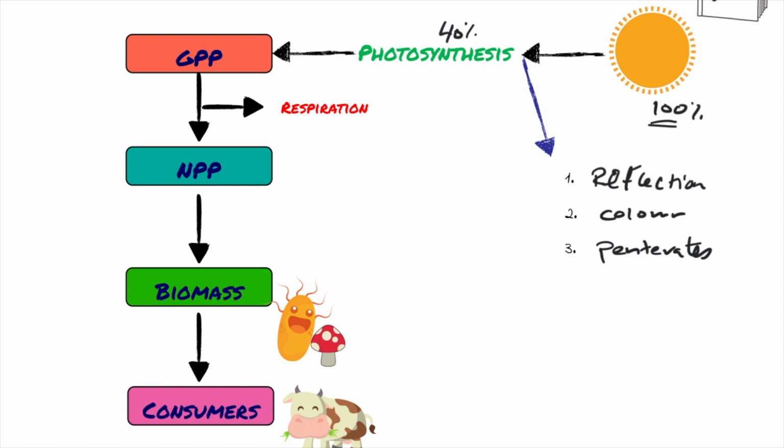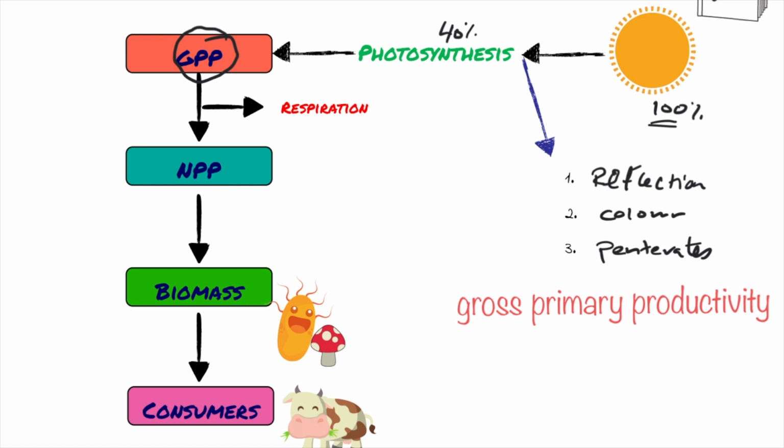Now this 40 is what we call the GPP, or gross primary productivity. Let me write it here for you. Gross primary productivity. All right. Now, this GPP is the energy that is available for the plant itself. So the plant will make use of this GPP to stay alive, to respire, to grow, and to do all of the activities that the plant would do to remain alive, like active transport.